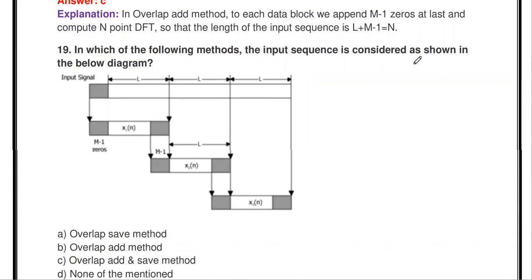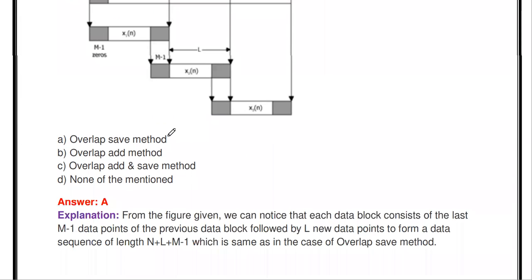In which of the following methods is the input sequence considered as in the following diagram? So this is the input signal. The input signal is first split into sections of size L. Then here you see, while designing x1 of n, the L data is preceded by m-1 zeros. Similarly, in the second x2, the L new data are preceded by the previous m-1 data, which are the last m-1 data from the previous block. So this method of designing the input sequence is said to be: overlap save method, overlap add method, save and add method, none of the above.